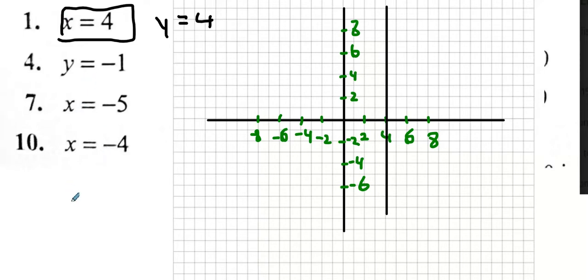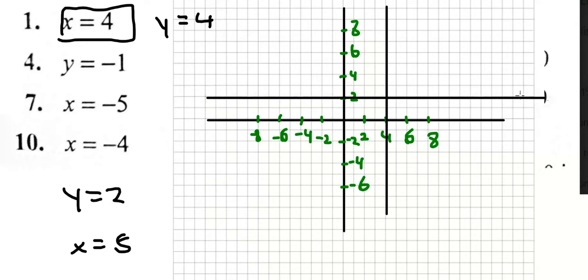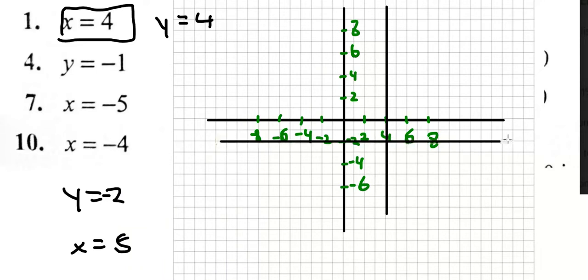So, for example, if I gave you y equals 2 and, I don't know, x equals 5, what's the answer for y equals 2, lads? Where is it? Horizontal line at 2. If I say y equals minus 2, where would be the line? Yeah. Okay. And if I say x equals 5, what do you reckon? Goes through 5, vertical. Would you agree that's the easiest section?